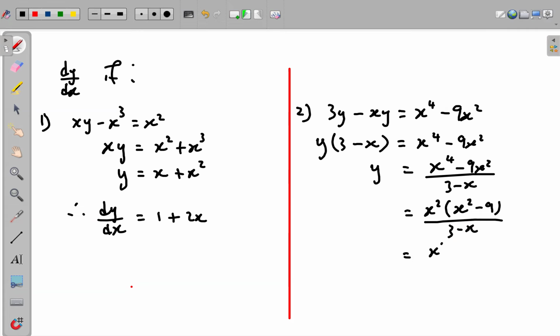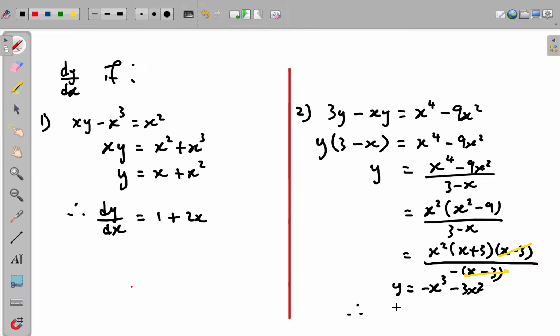And I notice I've got the difference of two squares. So that's x plus 3, x minus 3. But guess what? I have to do a change of sign with that 3 minus x. So that actually x minus 3 can divide x minus 3. And then I'm left with, I'm just going to be quick here, minus x cubed minus 3x squared. This is what y is. So dy/dx will become negative 3x squared minus 6x. So I think this is the extreme case.